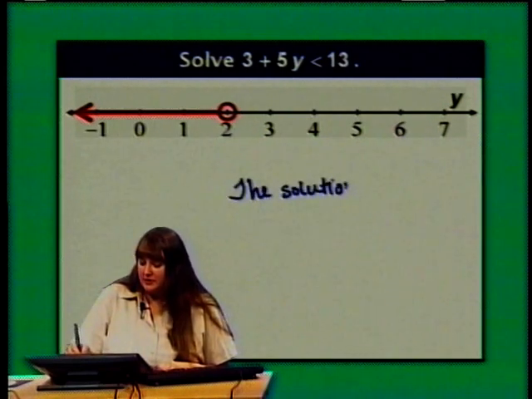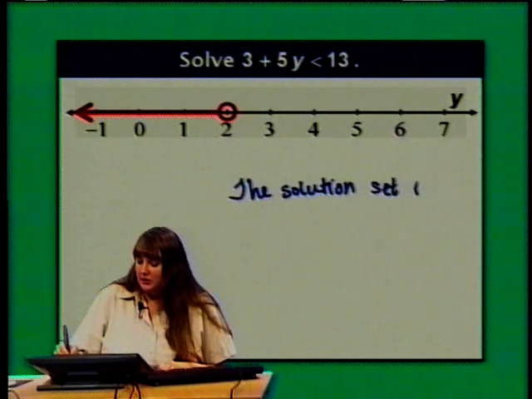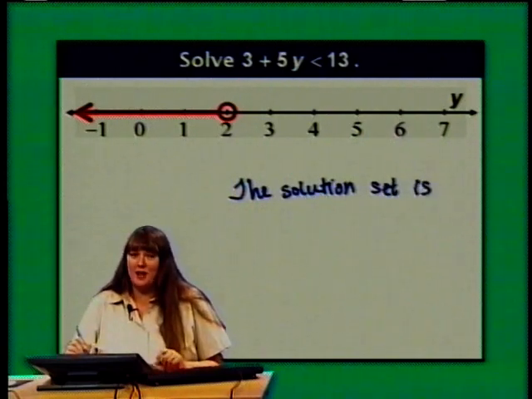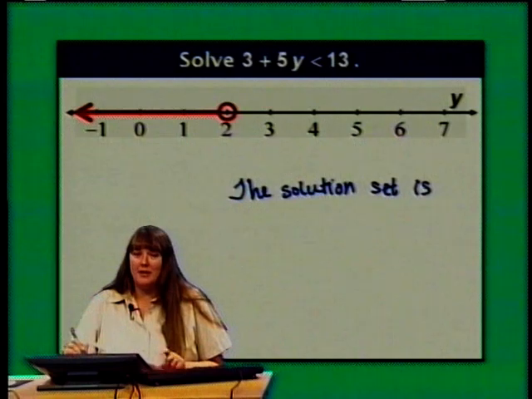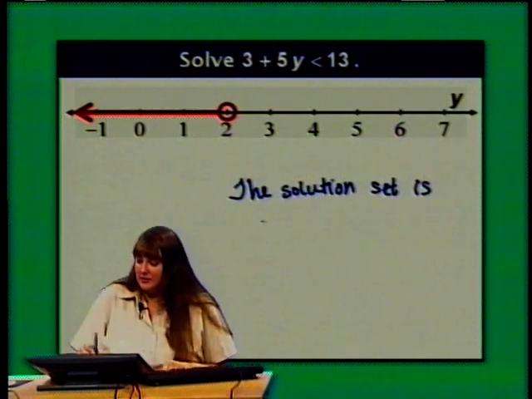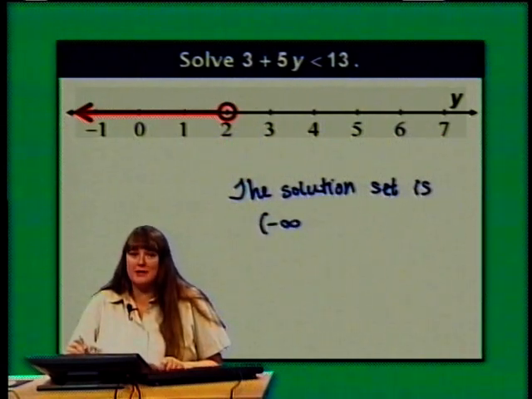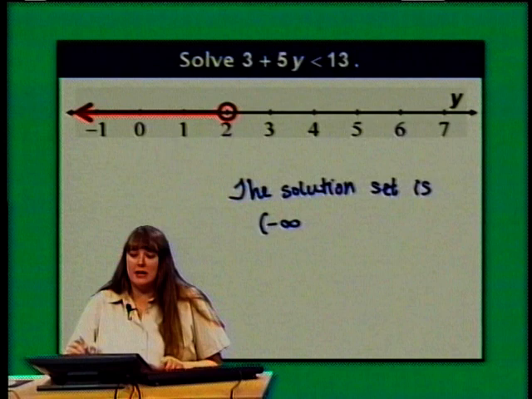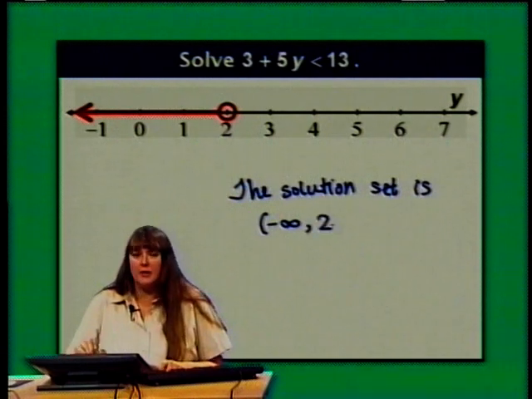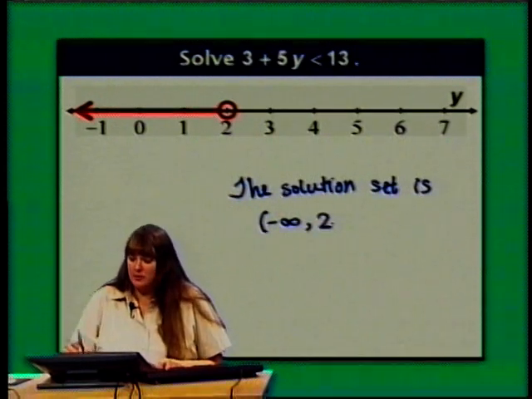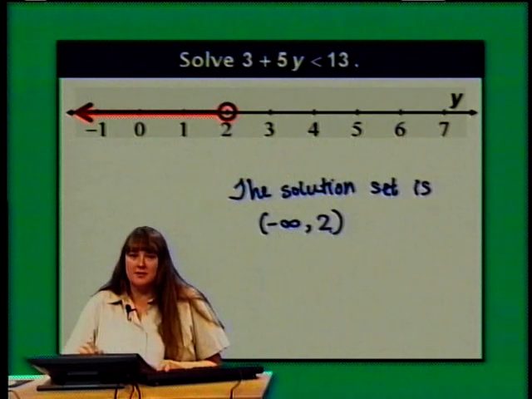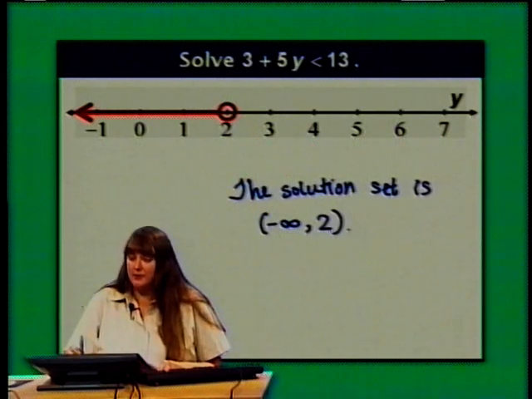So my solution set is, and once again I'm going to practice interval notation. This time there is no left-hand endpoint to my solution set. We indicate that with negative infinity, which always takes parentheses. My right-hand endpoint is 2, and 2 is not included, so I use parentheses to indicate that 2 is not included.